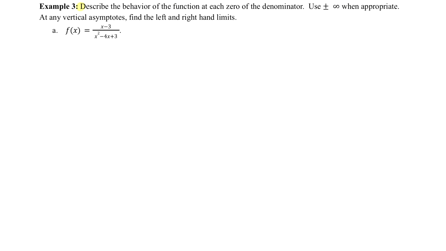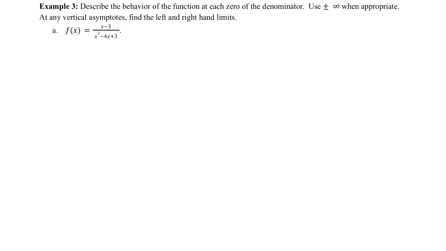In this video, we're going to get some practice identifying holes and vertical asymptotes and also evaluating some infinite limits. So here for this example, I want to describe the behavior of the function at each zero of the denominator. We're going to use plus or minus infinity when it's appropriate. And at any vertical asymptotes, I want to find the left and the right hand limits.